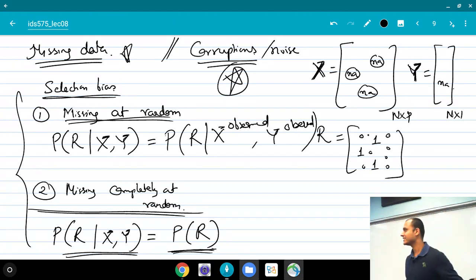Okay. Any questions about this tangent? This thing about missing data?